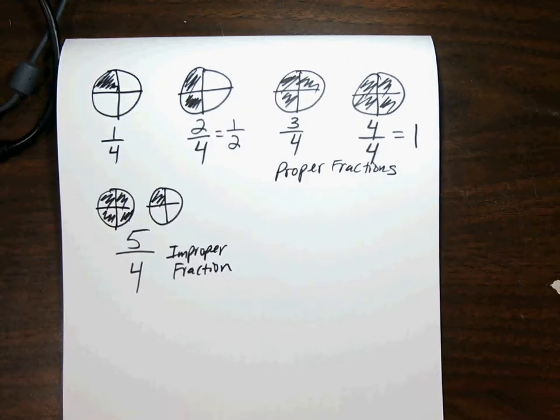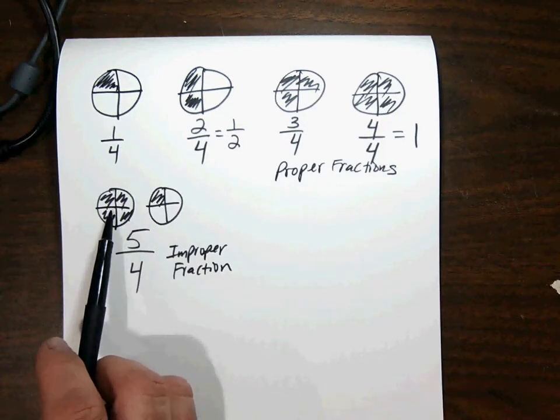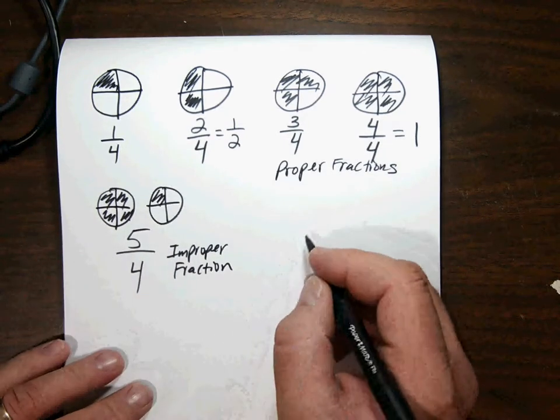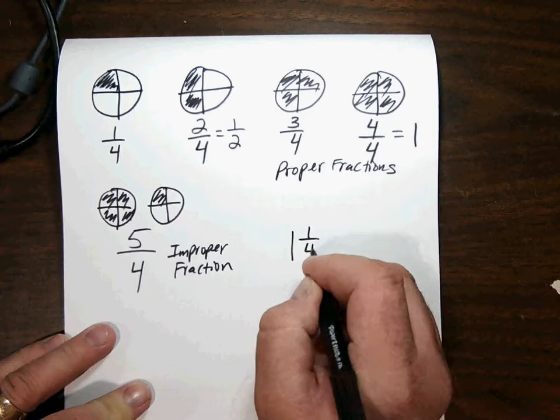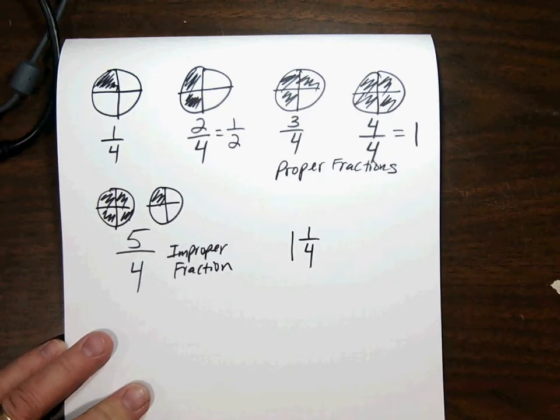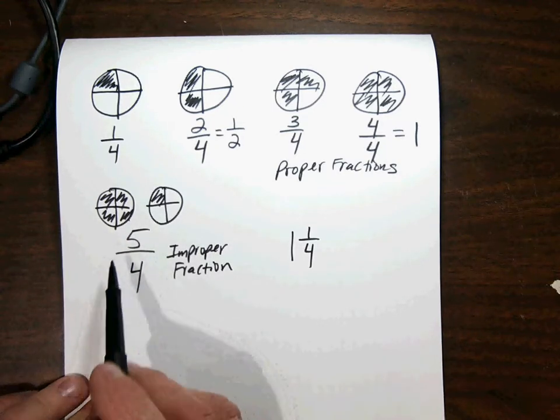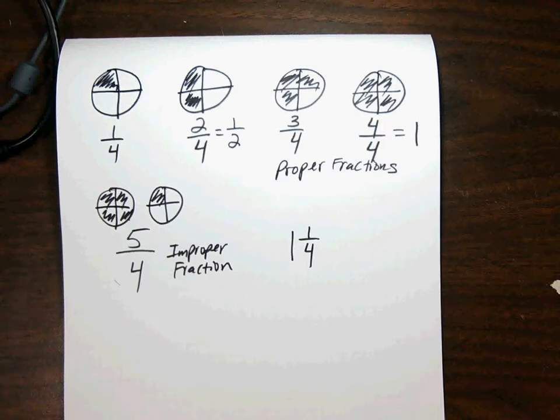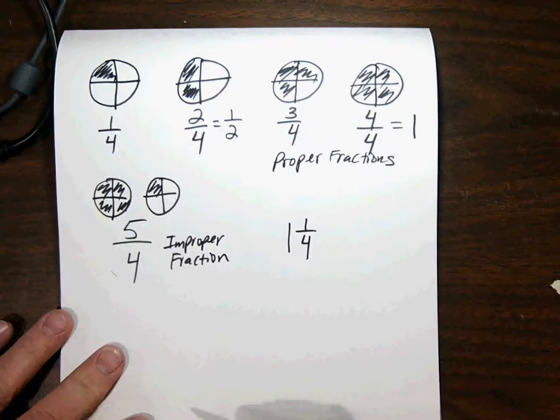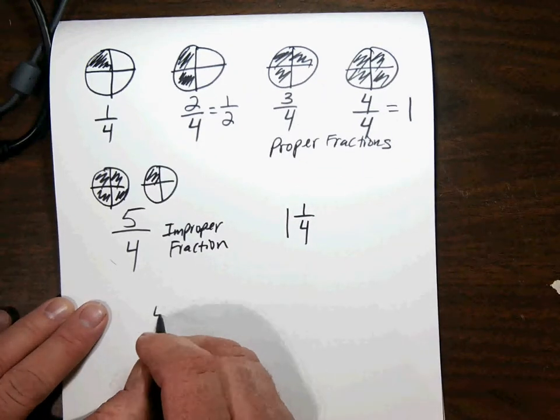Okay, a whole number part, you can see it. I've got 1 whole pie and I've got 1/4 more, so I could call that 1 and 1/4. 1 whole pie and 1/4 more. Now it's easy to see it with the pie charts staring us in the face, but if we just had the number 5/4, it's not quite as easy to understand how that's 1 and 1/4.